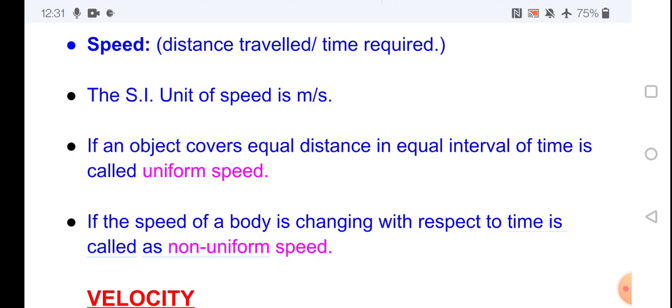If the speed of the body is changing with respect to time, it is called a non-uniform speed. That is, if a vehicle covers 30 kilometers in 1 hour and in the next 1 hour it covers 40 kilometers, then that speed is called a non-uniform speed.